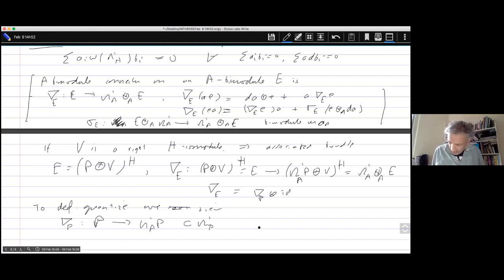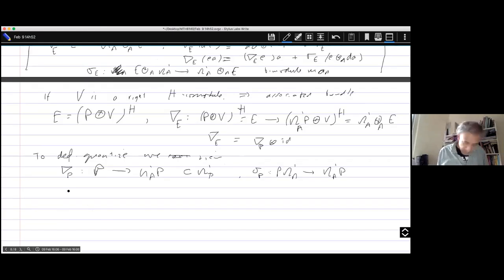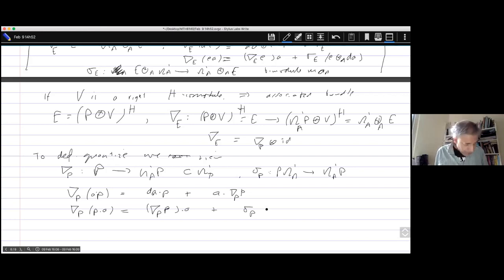And similarly, I've run out of time. So similarly, nabla goes from P omega 1 A into omega 1 A P. So these are subspaces inside omega 1 P. They'll be characterized by certain properties, which we can just write down. So for example, nabla P of a.p should be da dot p plus a dot nabla P p, but also from the other side, nabla P of p dot a should be nabla P p times a plus sigma P p dot da.